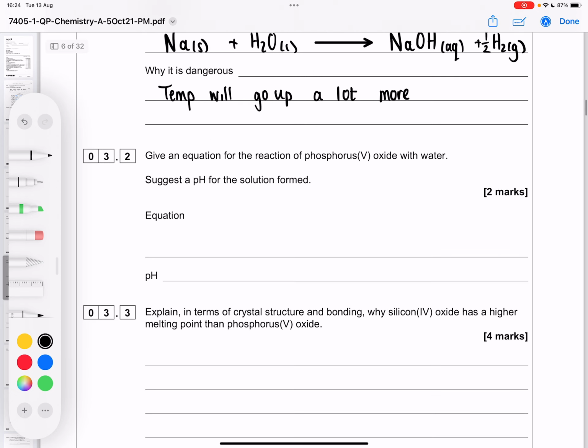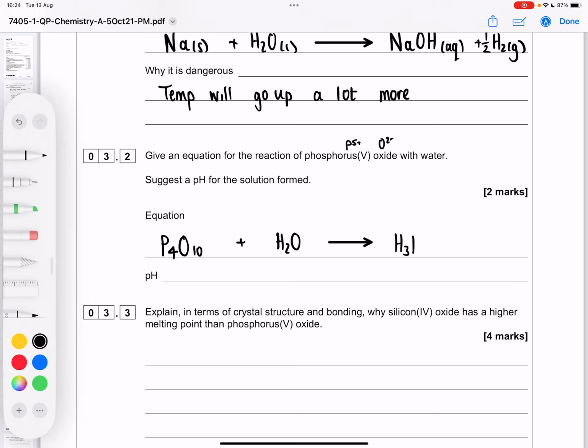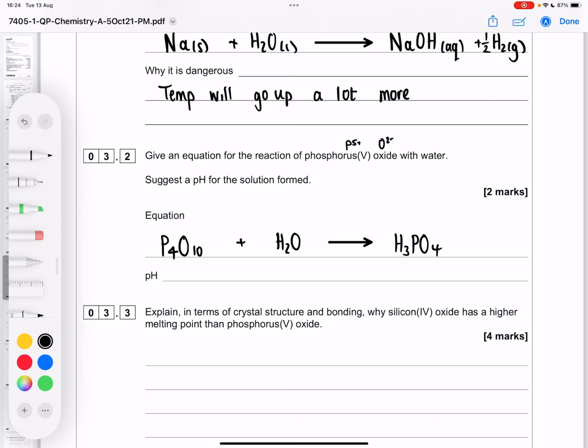So it's given an equation for the reaction of phosphorus 5 oxide. So we need to remember that if we were trying to just look at the oxidation states, we might think, well, phosphorus 5, oxide 2, so P2O5. But we have to remember that the formula for phosphorus 5 oxide is P4O10. And when it reacts with water, it's a non-metal oxide, and non-metal oxides are acidic, so it makes the acid, which in this case is phosphoric acid.